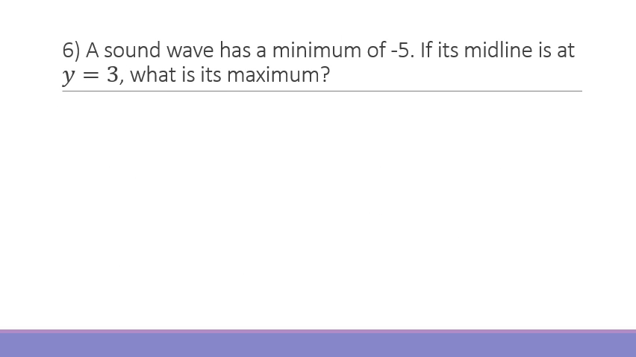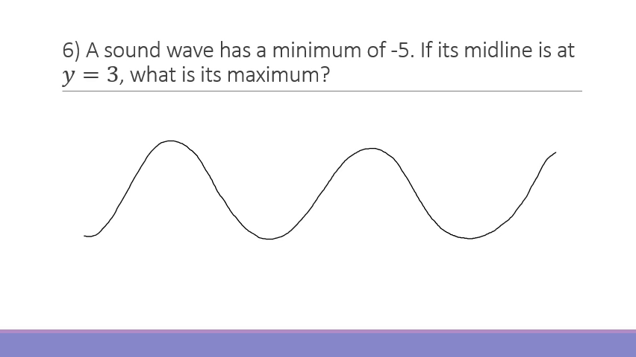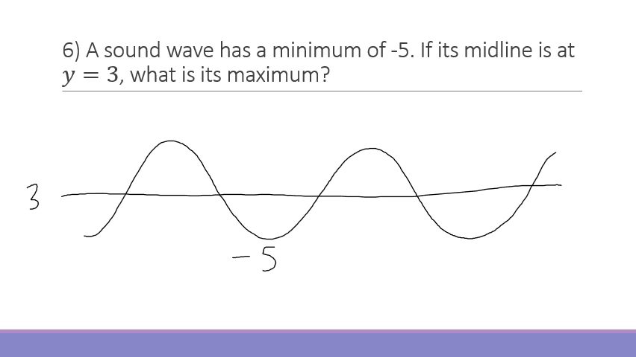Next one, a sound wave has a minimum of -5. If its midline is at 3, what is its maximum? So it's more of these. We're just doing review on these so that you don't forget how to do these when it comes to the test. So here's our wave, a midline at 3 and a minimum down here at -5. What's the maximum? Okay, so what's the amplitude there? So we're going from -5 all the way to 3. That's 8 spaces. So if we want to go to the max, we're starting at 3 and going up 8. 8 plus 3 is 11.